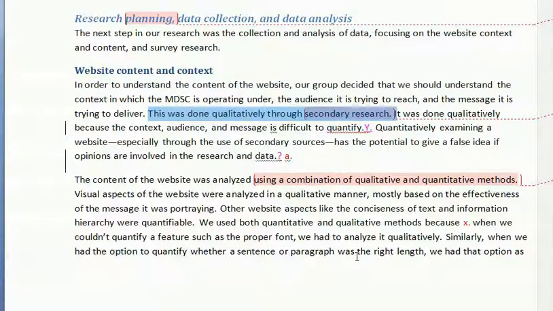How did they get information about the context? Did they Google it? What did they look for? Did they look for their Facebook page? I don't know. But so it's very generic, and it doesn't really say what was done. That's a problem.